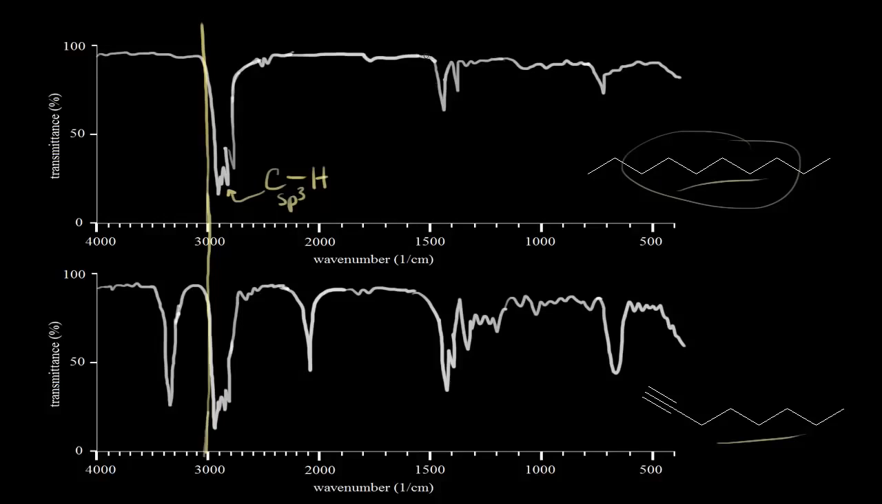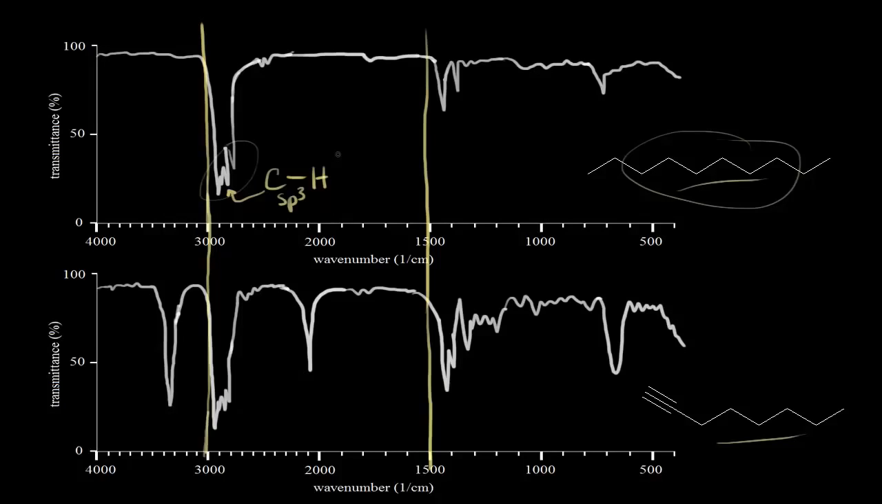And so if we think about the diagnostic region versus the fingerprint region, if I draw a line here to separate those two regions, in the diagnostic region all we have is this. So all we're thinking about is carbon-hydrogen, and the carbon is sp3 hybridized. So a very simple spectrum to analyze.